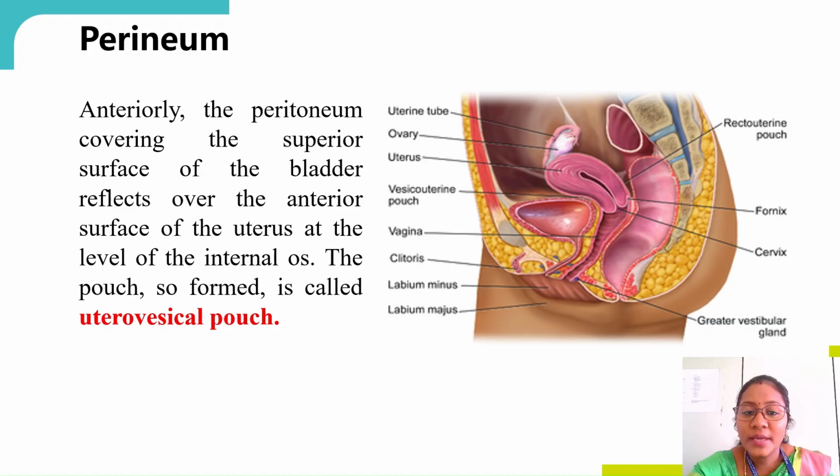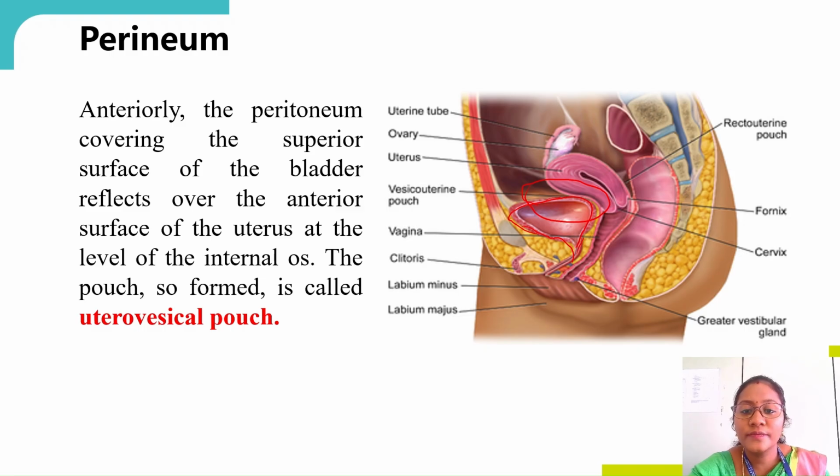See, this part is the vesicouterine pouch. In that pouch, anteriorly it is covered by the superior surface of the bladder. So this is the bladder, and the topmost region is the superior surface of the bladder. That will be present on the vesicouterine pouch.